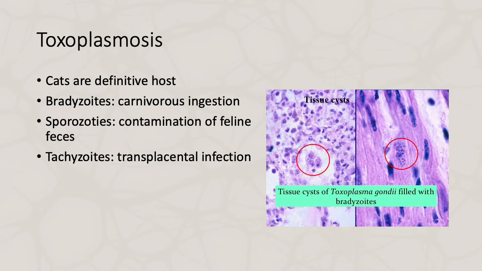These modes of transmission involve the different infectious stages as follows. Carnivorous ingestion of encysted bradyzoites, tachyzoites, or both. Contamination with feline feces containing the sporozoites of sporulated oocysts. Transplacental infection of the fetus with tachyzoites, or ingestion of encysted bradyzoites or sporulated oocysts by the mother.